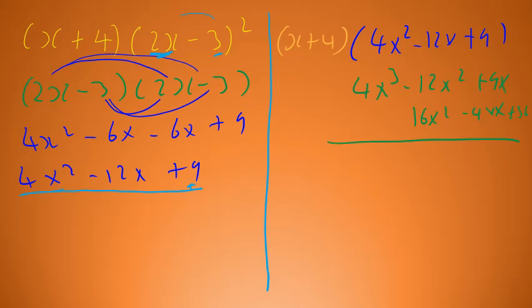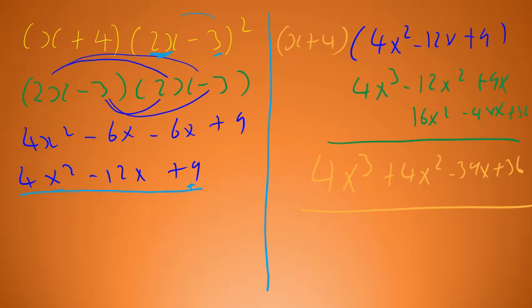And if I tidy this up, that'll be 4x cubed, that's going to be plus 4x squared, and that's 9x take away 48, and that is your negative 39x, and that's going to be plus 36. So that's that question there.